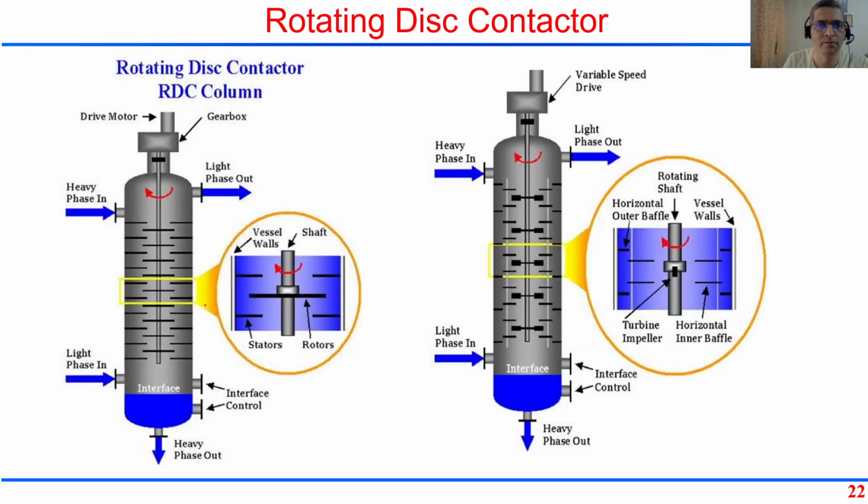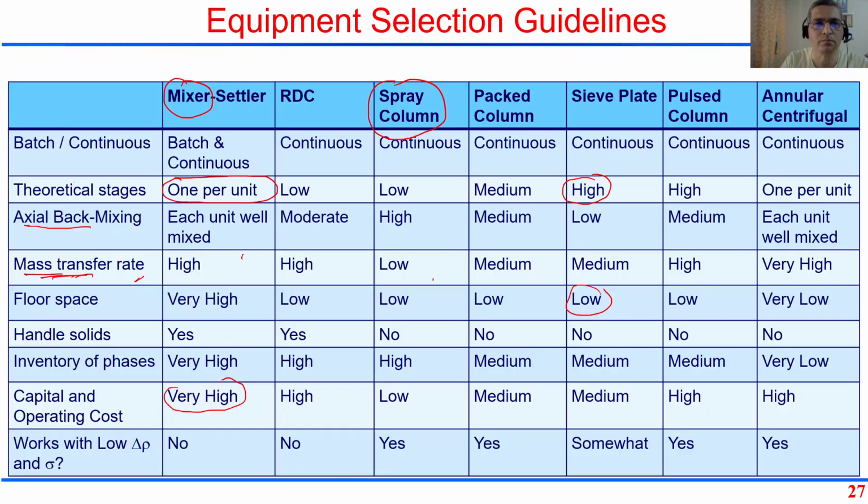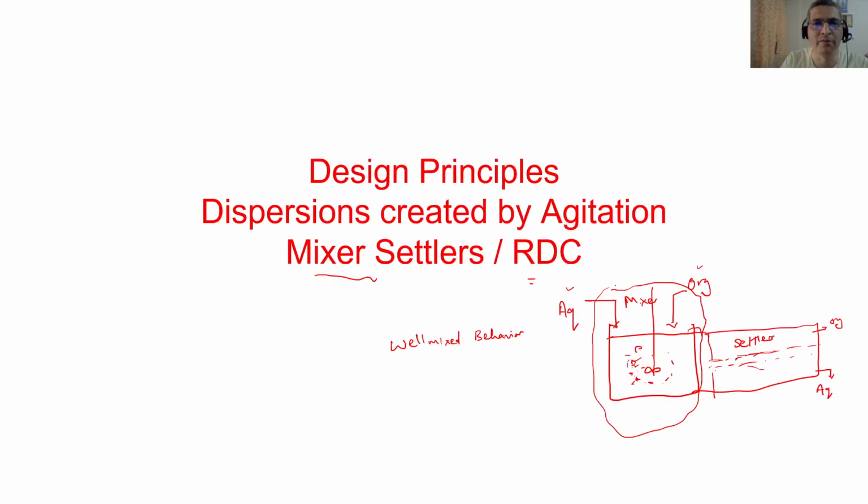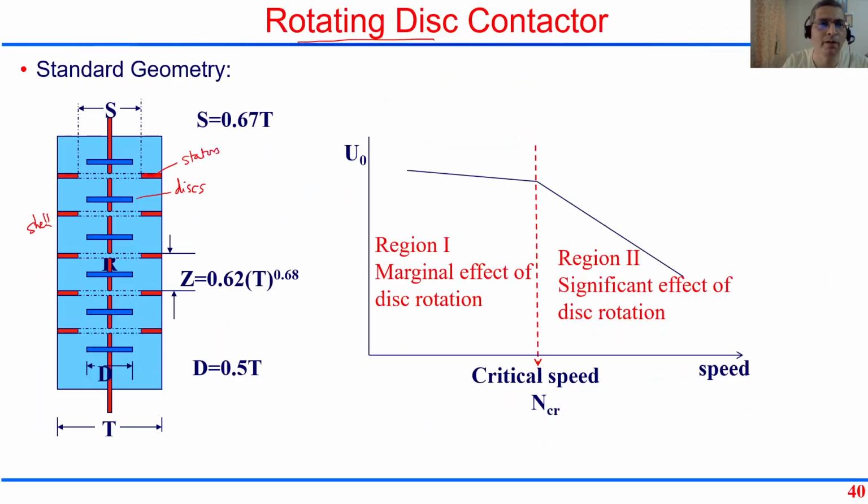Right? You remember this? Either these could be discs or these could be impellers. Now we are taking them to be discs right now. The way this equipment behaves is somewhat an intermediate of a spray column and a mixer settler. So that's why it is so very popular.